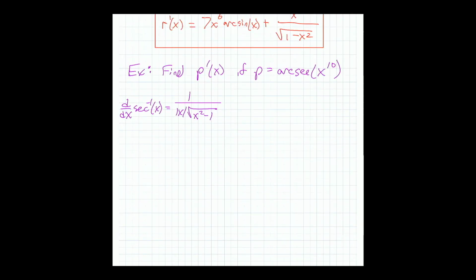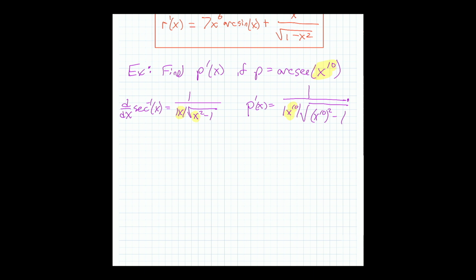And all we're going to be doing is finding the derivative of arc secant of x to the 10th, right? So that just means in your formula, for that x and for that x, you're going to be replacing them with x to the 10. So p prime is going to be 1 over the absolute value of x to the 10, right? Because you have to replace the whole thing with x to the 10. Then square root of x squared, that's x to the 10 parentheses squared, minus 1.